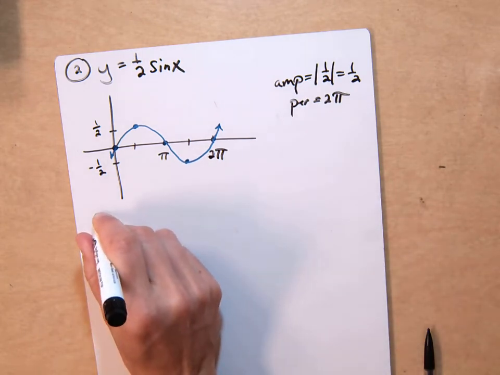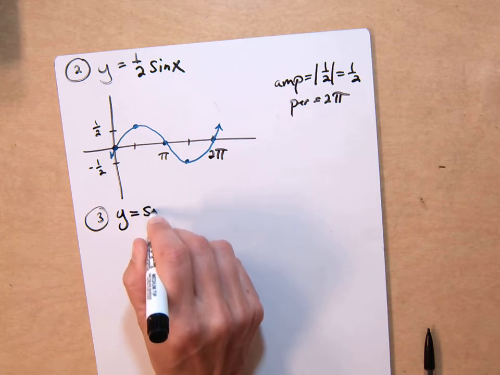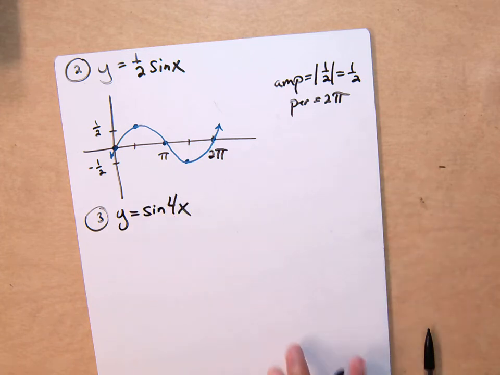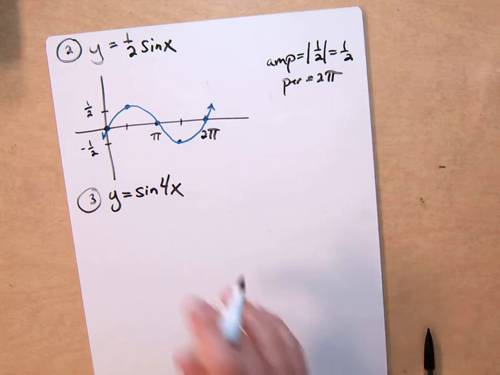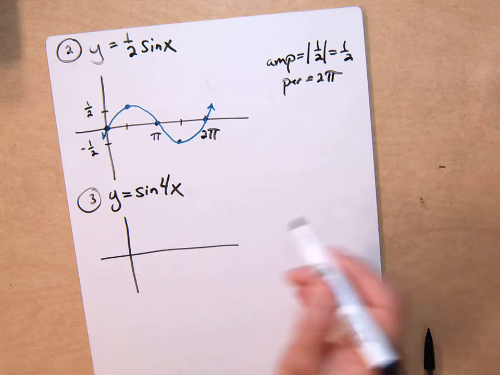Number 3, let's try, now we're going to change something else. y equals sine of 4x. But notice we're only doing one transformation at a time. So in this case, we're going to scale our y-axis first. What is the amplitude?